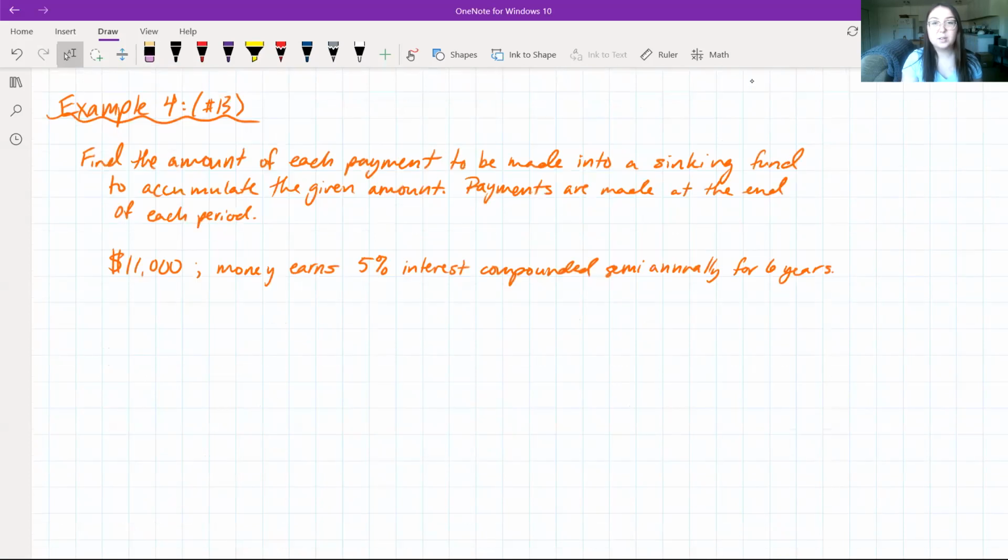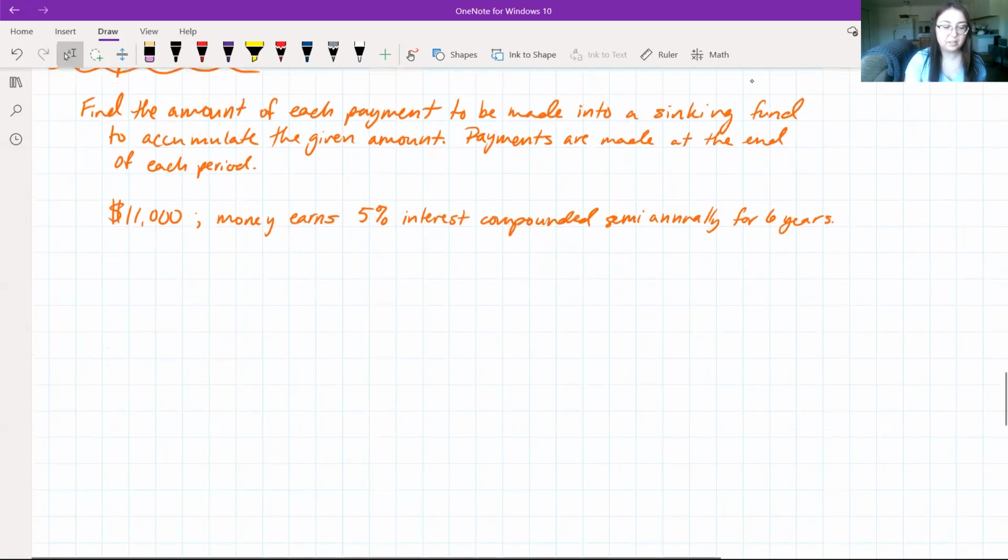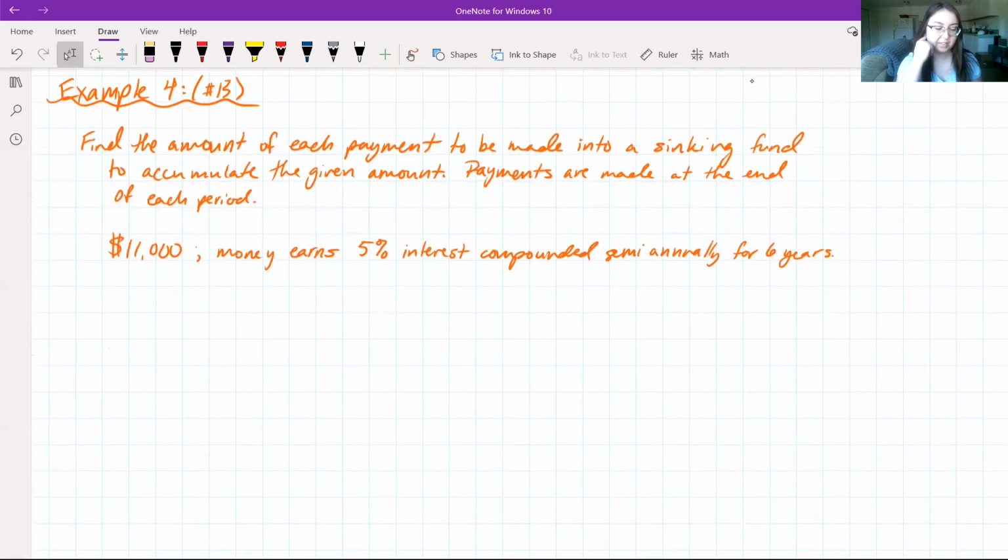All right, so now moving on to example 4, which is also number 13 in your book. We're going to find the amount of each payment to be made into a sinking fund to accumulate the given amount. Payments are made at the end of each period. So we know that this is an ordinary annuity since payments are being made at the end of each period. So we have $11,000 and our money is earning 5% interest, which is being compounded semi-annually for 6 years.